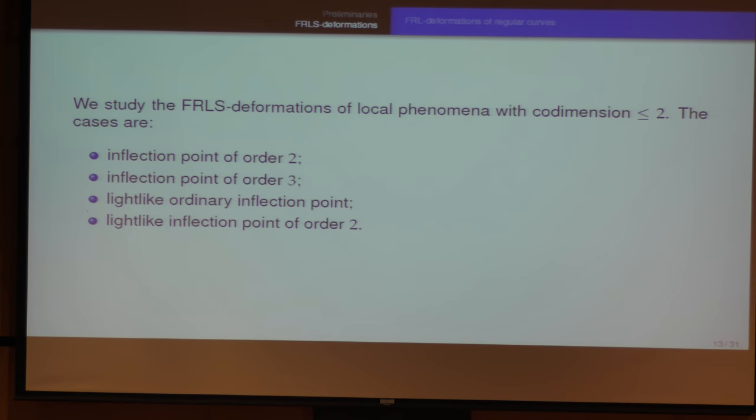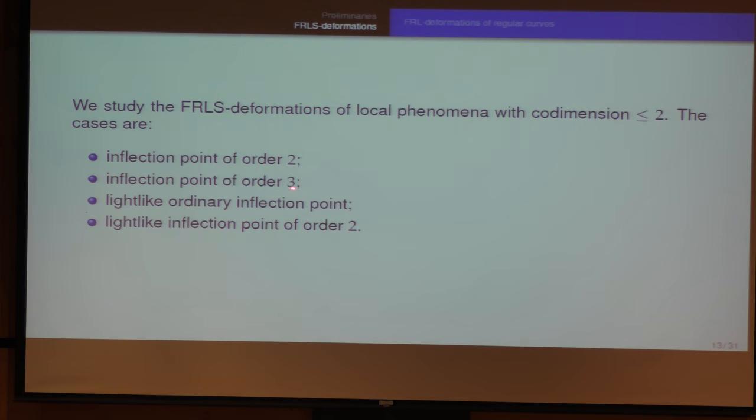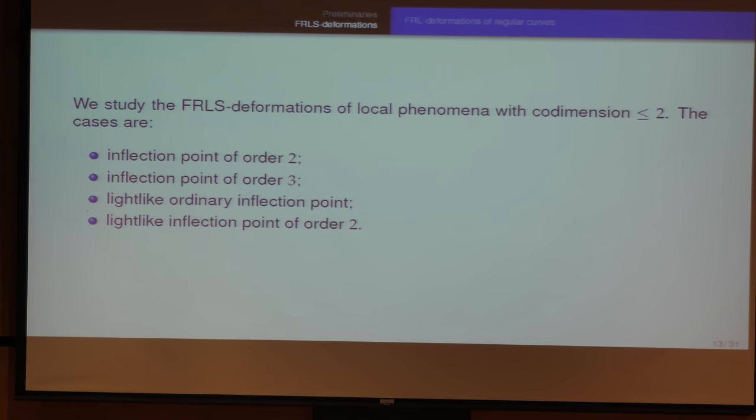In this work, we study the FRLS deformations of local phenomena with codimension less or equal to 2. But here we present only regular curves, and we describe in detail these four situations: the FRLS deformations of plane curves at special points, and at an inflection point of order 2, of order 3, a light-like ordinary inflection point, and a light-like inflection point of order 2.